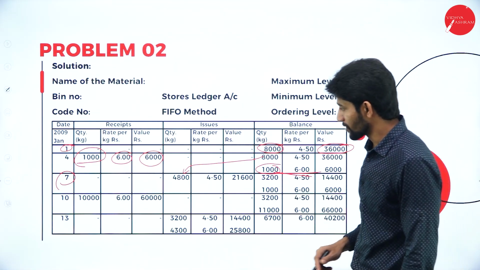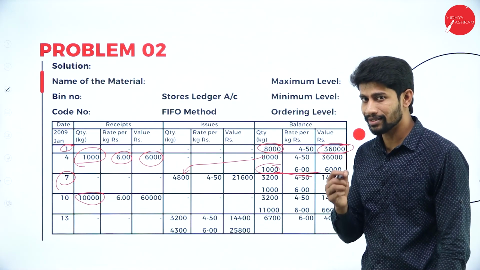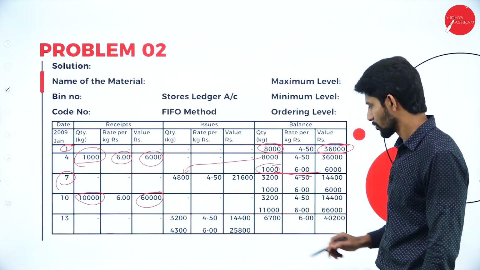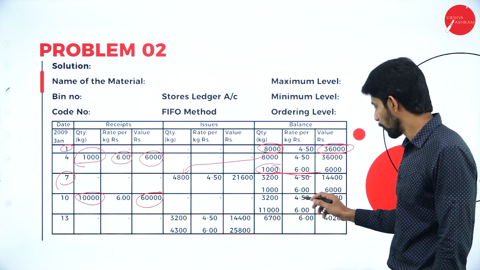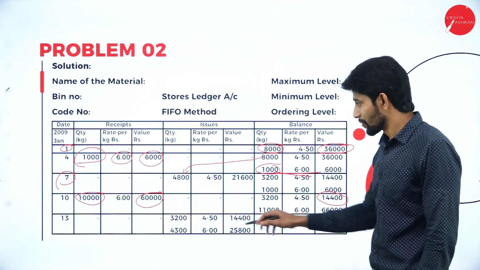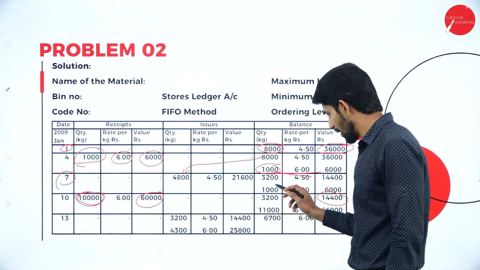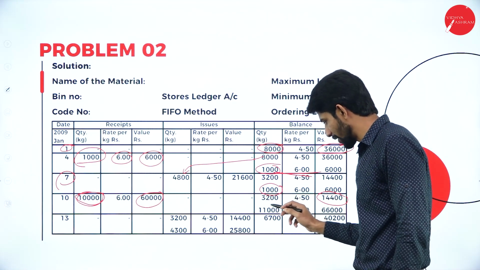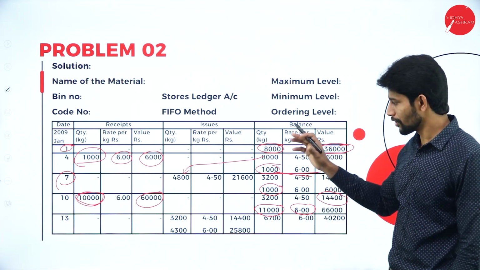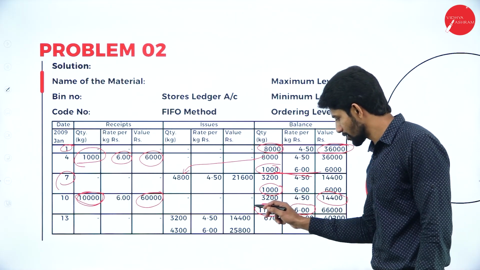Next, on 10th Jan, what is the entry? The entry is purchased 10,000 units at 6 per unit. Value comes to 60,000. So now here show the balance. 3,200, 4.5 per unit, 14,400 will be the value. And here, that newly purchased 10,000 units and this balance of 1,000 units, we are writing it together. Totally 11,000. Why are we writing it together? Because both the units cost the same rate, that is 6 rupees per unit. So that is why we are writing it together.